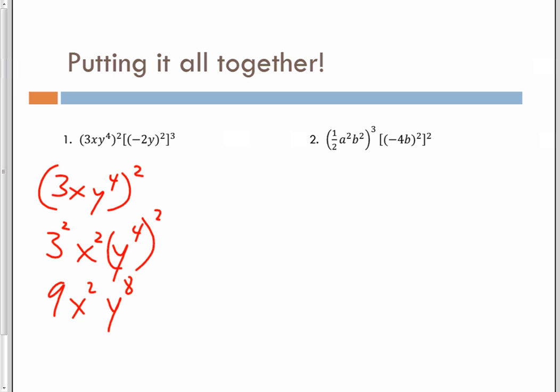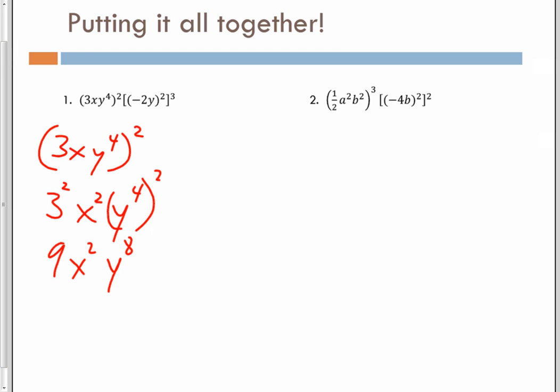But that's only half of the problem. I've got parentheses and brackets. There's no difference between parentheses and brackets. They're the same thing. Some textbooks wouldn't even put in brackets. They just put another set of parentheses. So it's no difference. Deal with this first. I'm not even going to look at the 3 unless you want to take care of it right now.